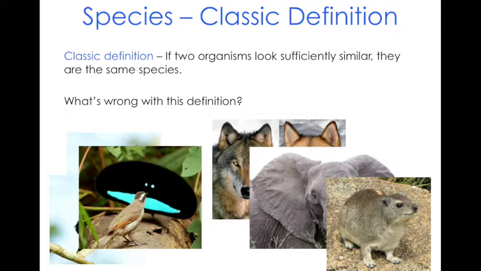Okay, so that is the classic species definition. Why do we use it? Simply because it's easy. It's easy for biologists to walk into the field and identify them using their structures rather than having to look at a sample of DNA.